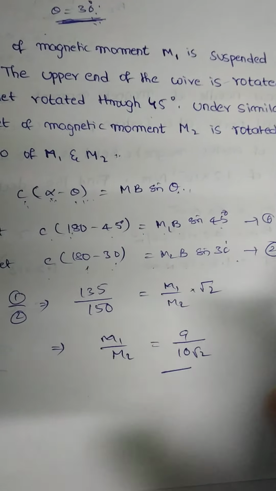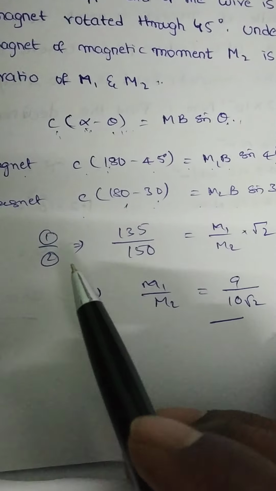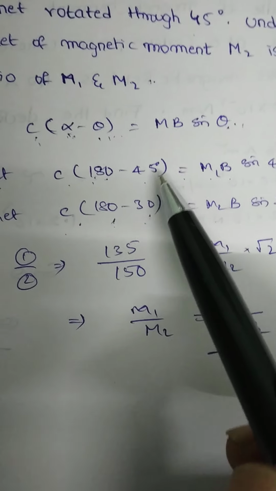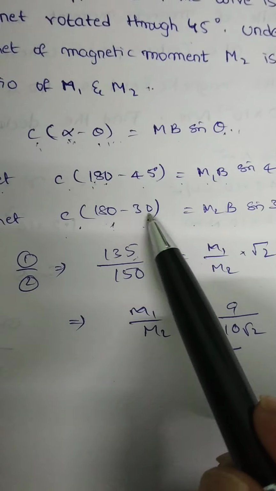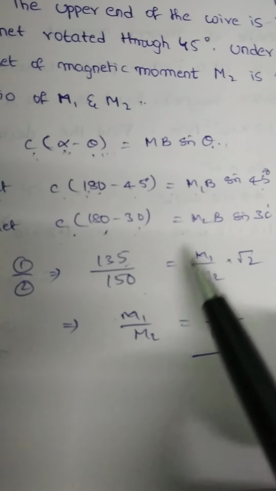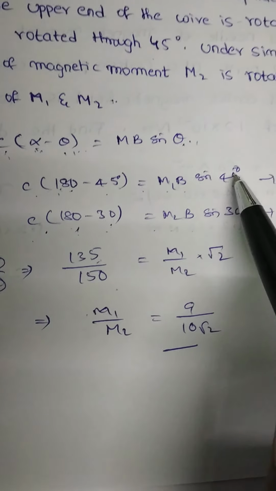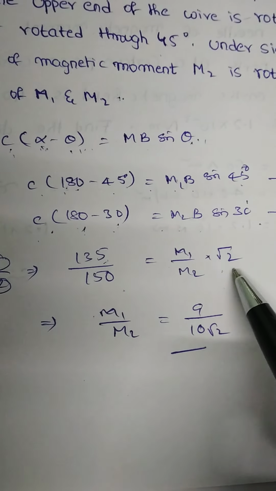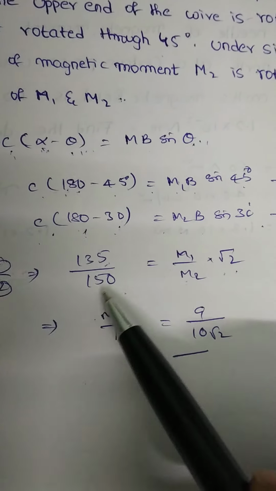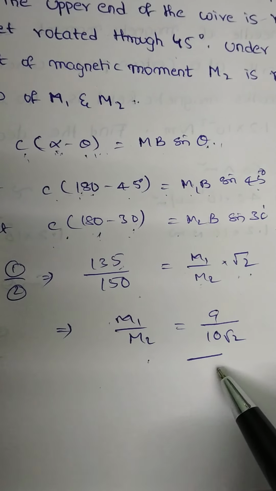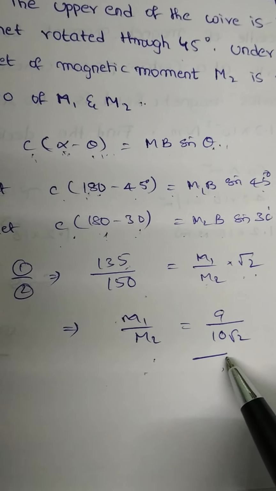It is equation 2. On dividing 1 and 2, so C cancel. 180 minus 45 is 135. 180 minus 30 is equal to 150. That should be equal to M1 by M2 into B, B cancel. Sin 45 by sin 30 is equal to root 2. So from this equation, M1 by M2 is equal to 9 by 10 root 2. This is the ratio of M1 and M2.